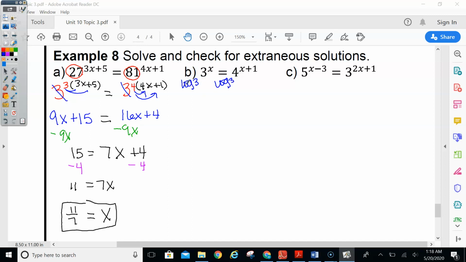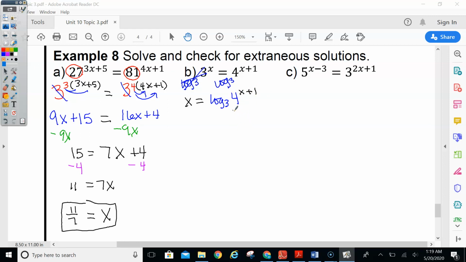So here, when I take log base 3 of 3 to the x, these cancel each other out. And I'm left with x here. And over here, log base 3 of 4, well, that really doesn't have an answer. Well, not an answer that I can get off the top of my head. So I just leave it as log base 3 of 4 to the x plus 1.